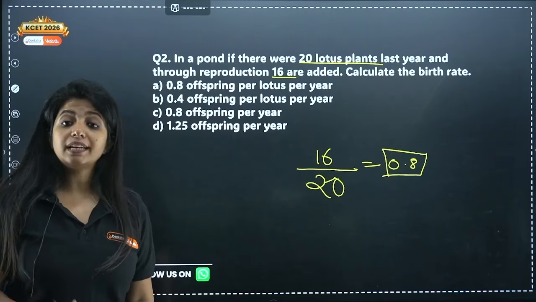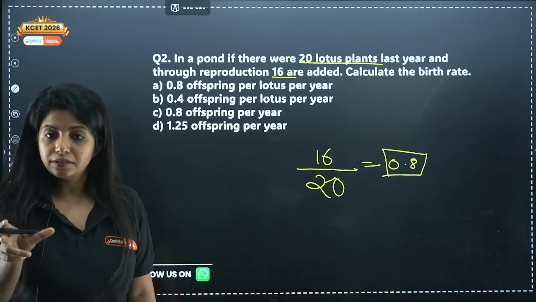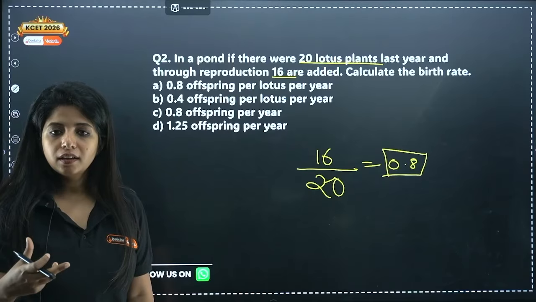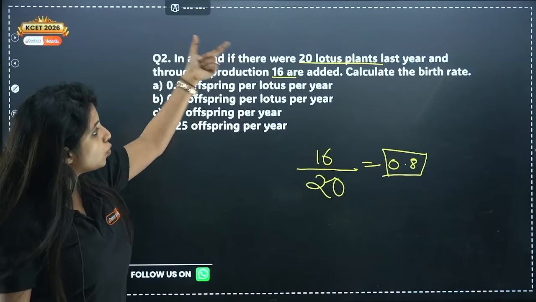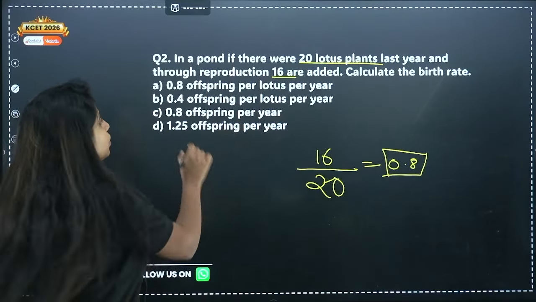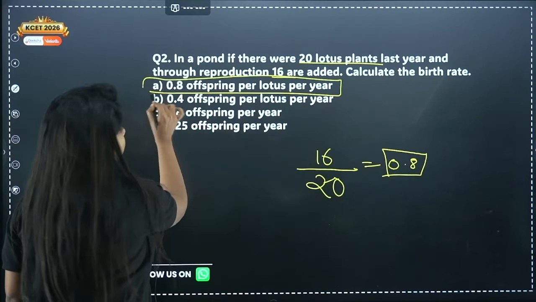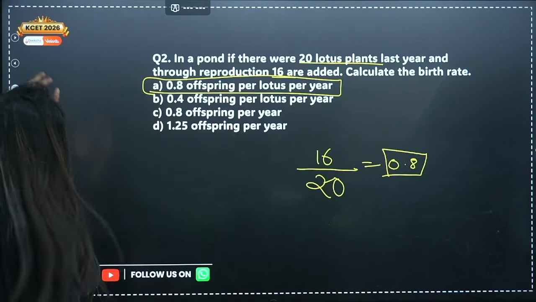But now how do you write the birth rate? You have to name the organism and then say the year, because it's a rate. So 0.8 offspring per what? Per lotus, right? Per lotus per year. That will be your answer. 0.8 offspring per lotus per year would be your answer for this particular question.